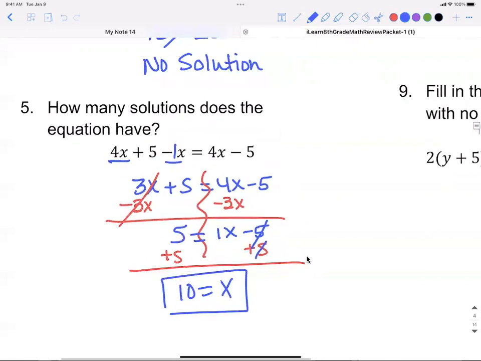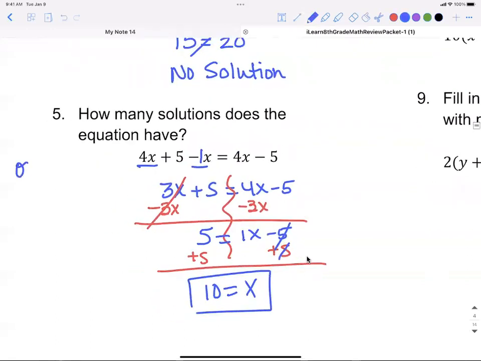So was I right? Yes, I knew it was one solution before I even did an ounce of math. And the way I knew that was at this step right here, 3x and 4x were not identical. So that means they weren't going to cancel each other out.